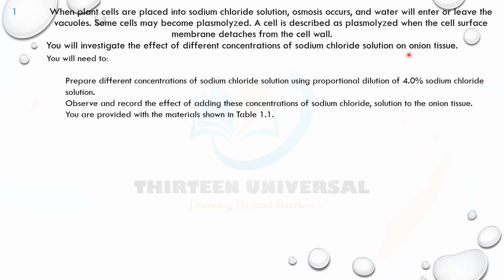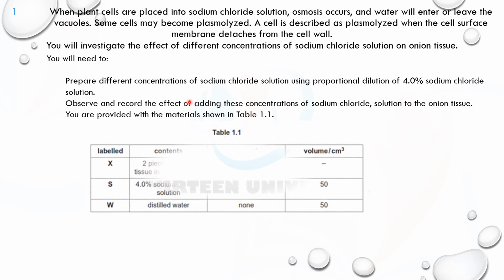The effect of this concentration of sodium chloride solution on onion tissue. So what effect does it have? Does it make them plasmolize or not? All right, let's go. Prepare different concentrations of sodium chloride solutions using proportional dilution, 4.0%. All right, sodium chloride solution, that is a stock. So observe and record the effect of adding these concentrations of sodium chloride solution to the onion. You are provided with the materials. So we know the independent variable, we also know the dependent. That's what we're measuring.